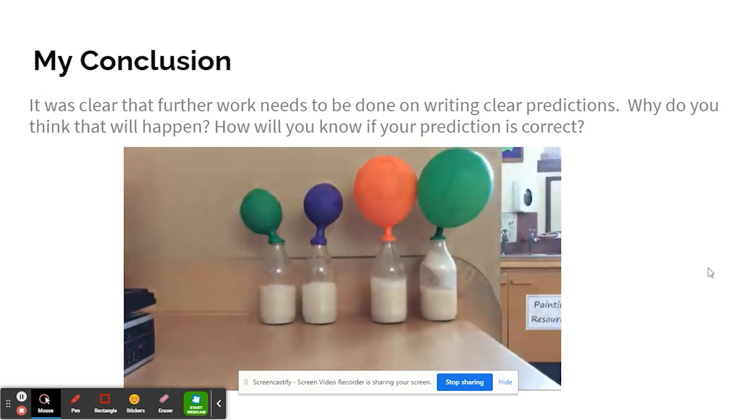So it was a really lovely experiment, really easy to do, well laid out for me as a teacher, and really easy to assess because it was made clear how I would know which children had achieved. And I now know that I need to go back and do a bit more work on how to write a great prediction.